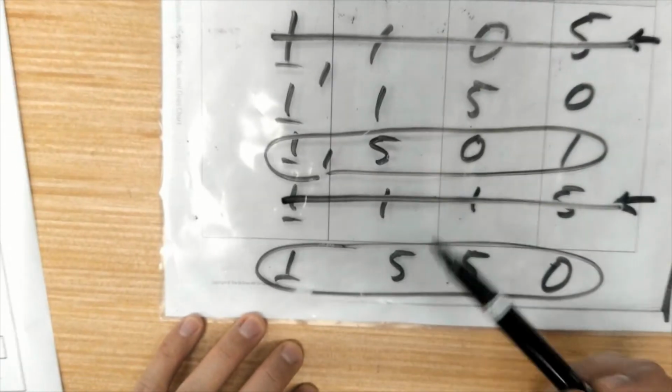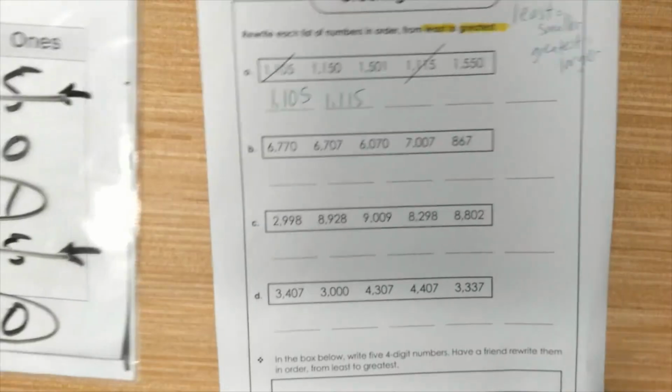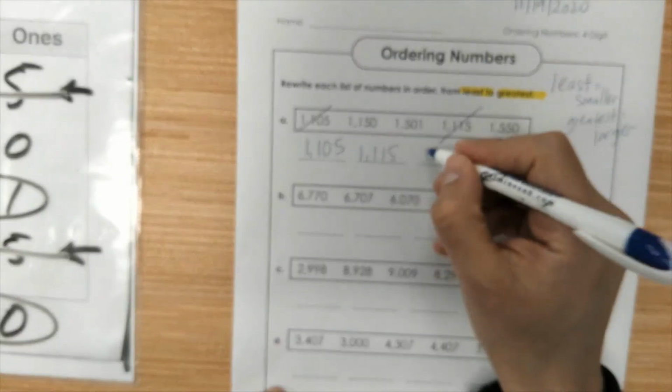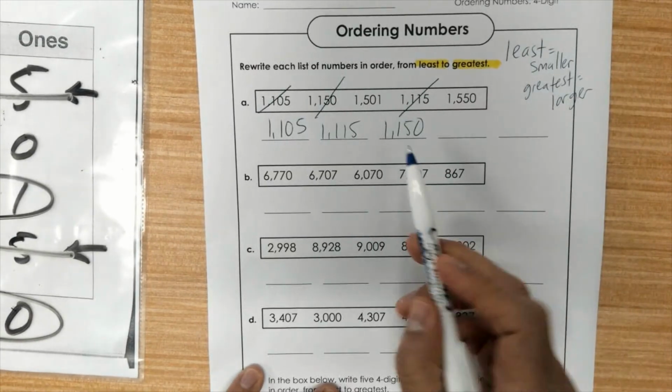So as soon as you figure it out, you cross them out. And the last one that's left is this one right here, because these have a 5 in the hundreds place, 5 in the hundreds place, so they're bigger than that one. Alright, so 1,150 is next. So I go over here. 1,150 is next. Boom, cross it out. Okay, so now I only have these two left.